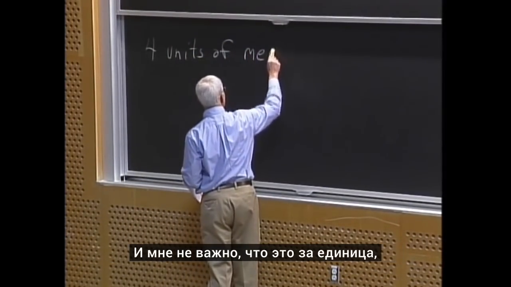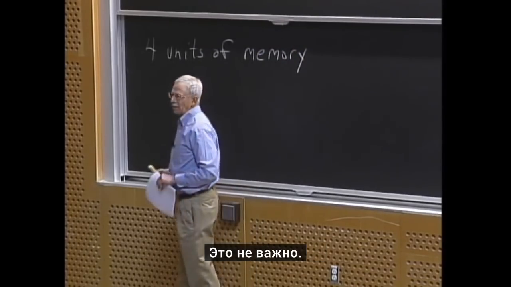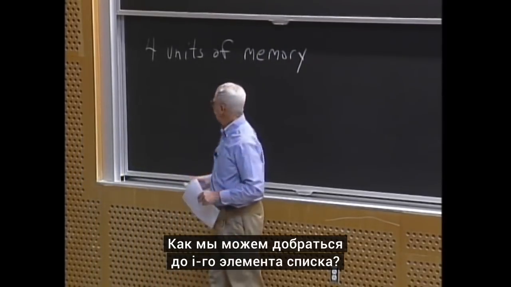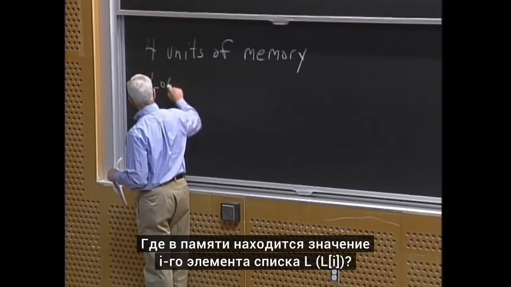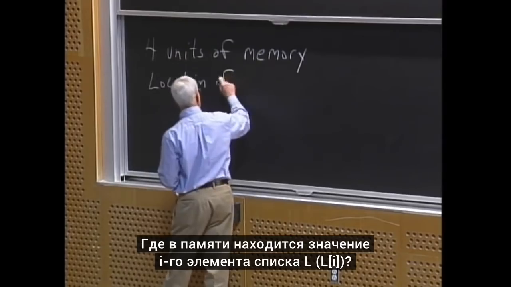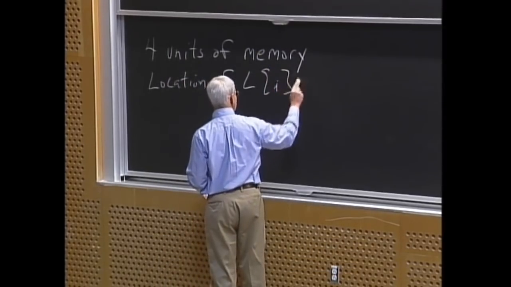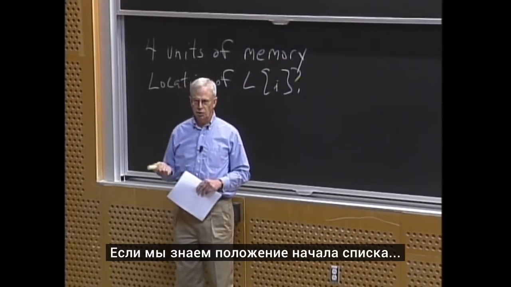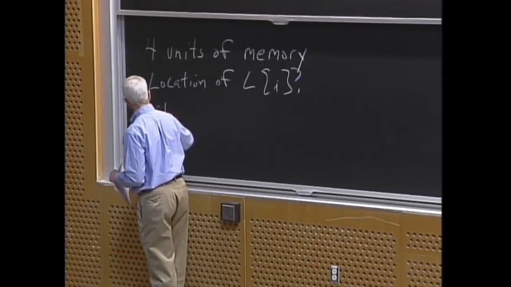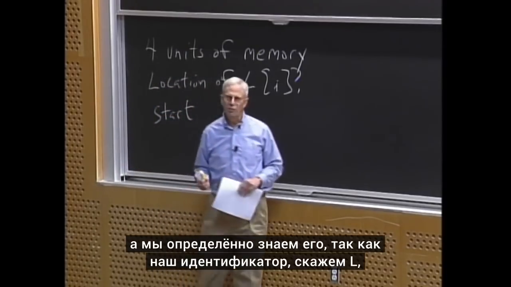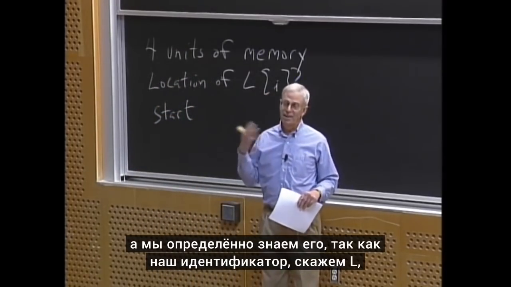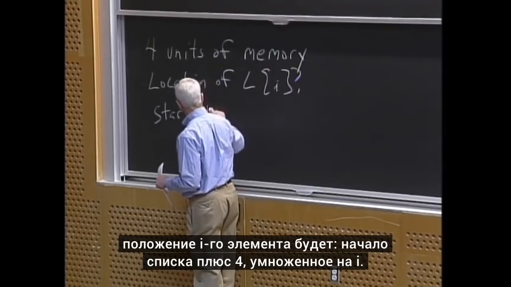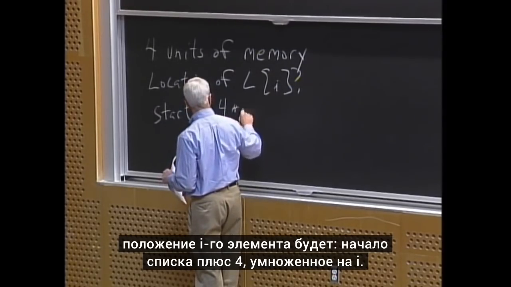And I don't care what a unit is. Is a unit 8 bits, 16 bits? Doesn't matter. 4 units. Now, how would we get to the ith element of the list? What is the location in memory of L sub I? Well, if we know the location of the start of the list, and certainly we can know that because our identifier, say L in this case, will point to the start of the list, then it's simply going to be the start plus 4 times I.